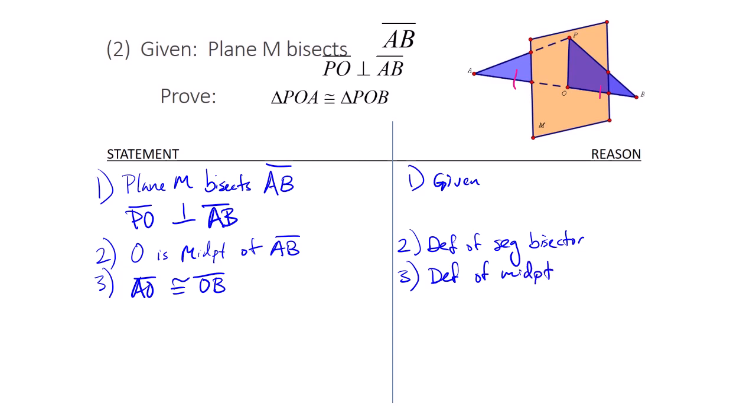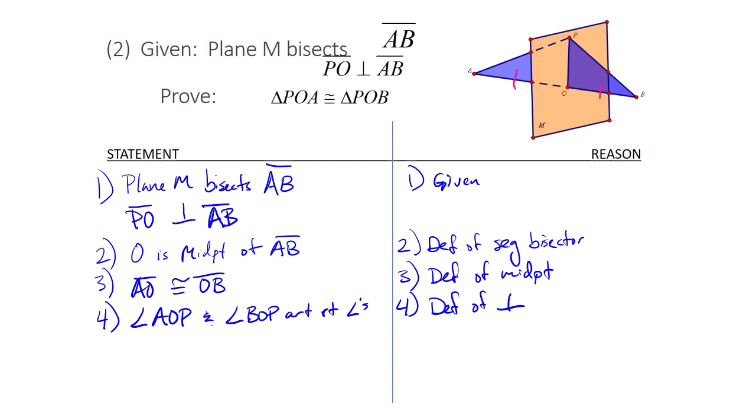Okay, all right, so now we know that PO is perpendicular to AB, so that's our other given, right? So what does that tell us? That tells us that we have two right angles. So I can say that angle AOP and angle BOP are right angles. And I can say that by definition of perpendicular, or perpendicular lines if you want.